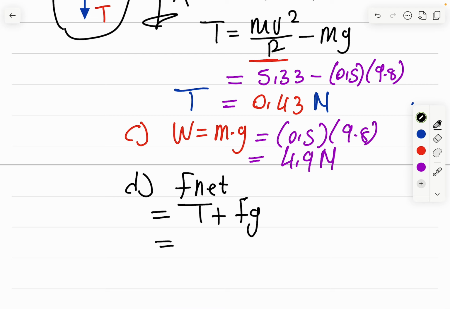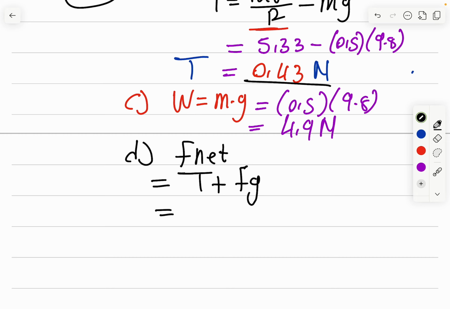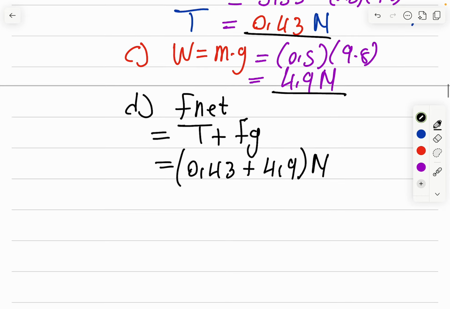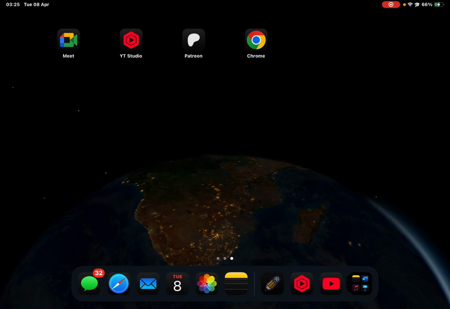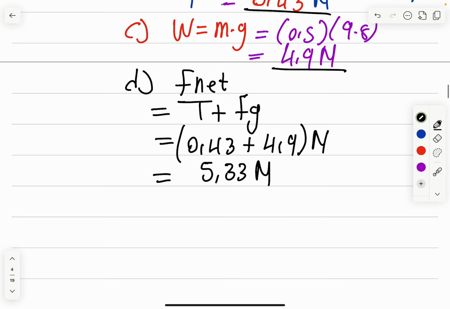Therefore, your tension here is 0.43. Your weight is 4.9. All these things are measured in newtons, because they are vectors. Therefore, your answer is going to be 0.43 plus 4.9, which is 5.33 newtons. Understand? That's the net force.